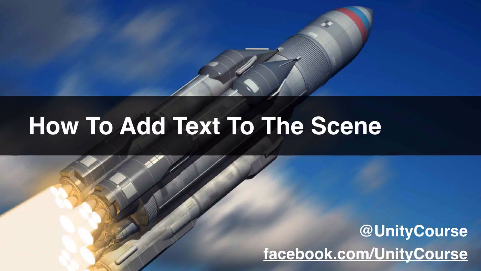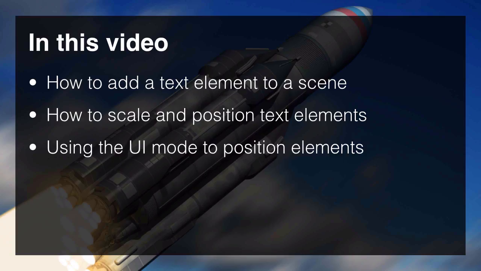Hello and welcome back. In this video, we're going to be looking at how to add text to our scene. This is something you might have seen before, but in this video, we're going to look at how to add the text elements. We'll go a little more in depth, as we can scale and position the text, and look at the tools to do so. We're going to be using the specific UI mode in Unity to position our elements and to see the difference between a normal move mode and the UI mode.